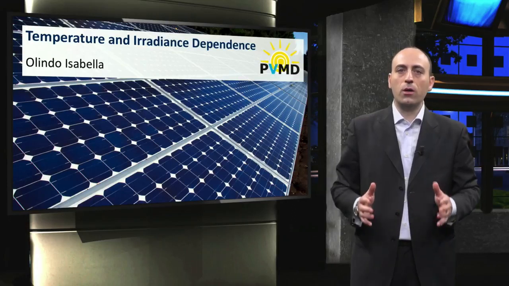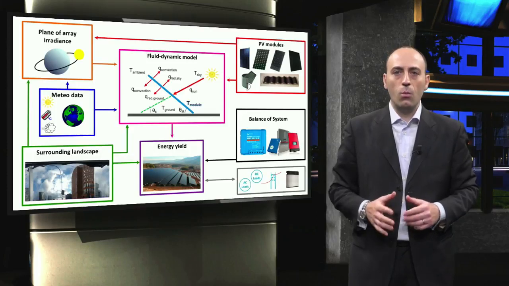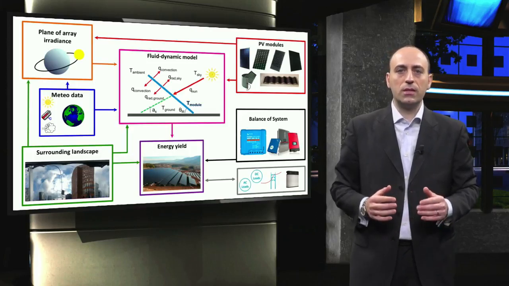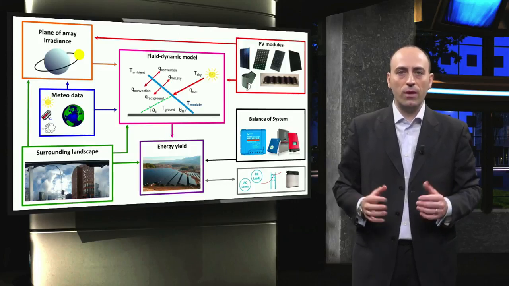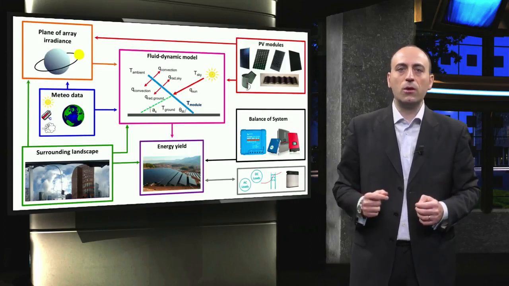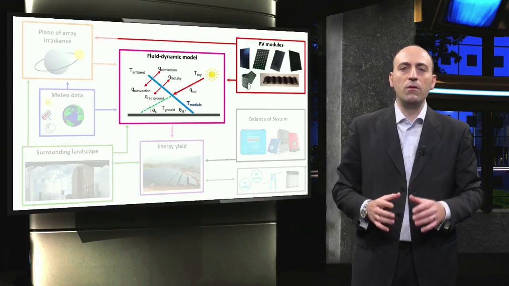Welcome to the fourth week of this course. Let's look at the PV system design overview. We have looked into the location issues such as the surrounding landscape, meteorological data, and plane of array irradiance. Last week you learned about PV modules. This week we will continue our discussion on PV modules.